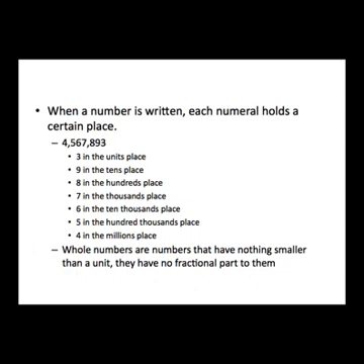For example, in the number 4,567,893, which is a whole number because there's no fraction or decimals, 3 is in the units place, 9 is in the tens place, 8 is in the hundreds place, 7 is in the thousands place, 6 is in the 10,000 place, 5 is in the 100,000 place, and 4 is in the millions place.